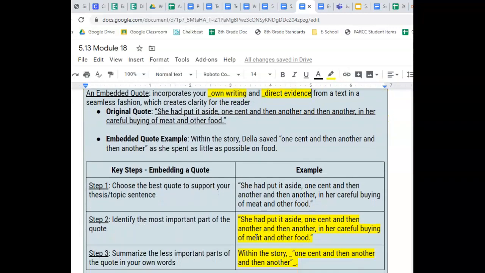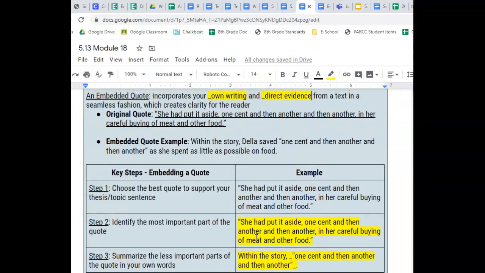So the steps that are involved in doing this, it takes a little bit of thought, but we're going to ask you to do this in your written response today. So the first thing that you're going to need to do, like always, is choose the best quote or piece of evidence to support your topic, your thesis or topic sentence. For this example, I'm going to use the same one that was used up here. "She had put it aside, 1 cent and then another in her careful buying of meat and food."